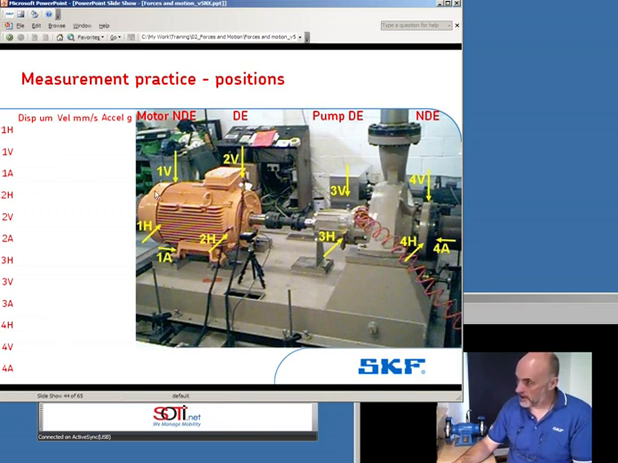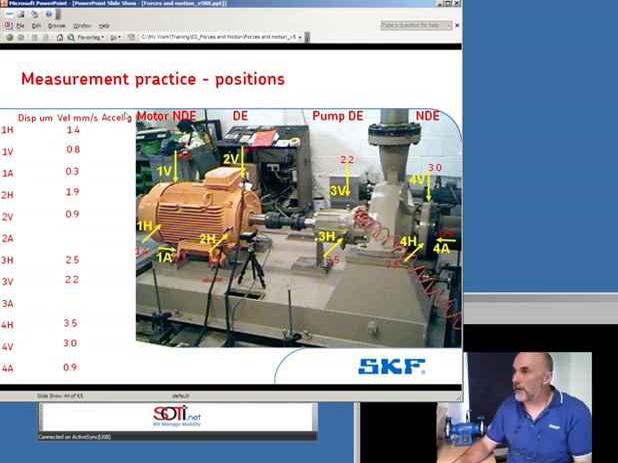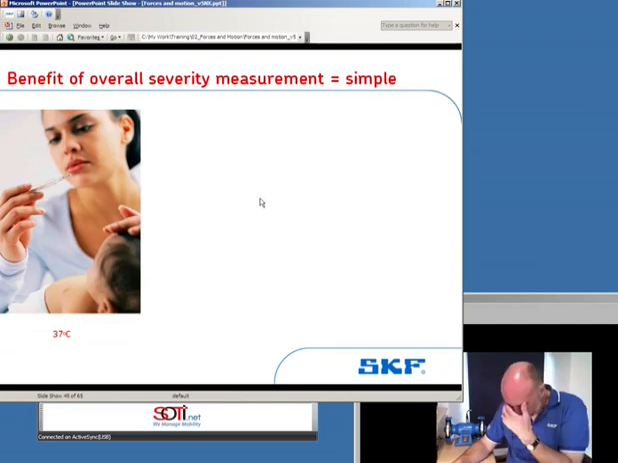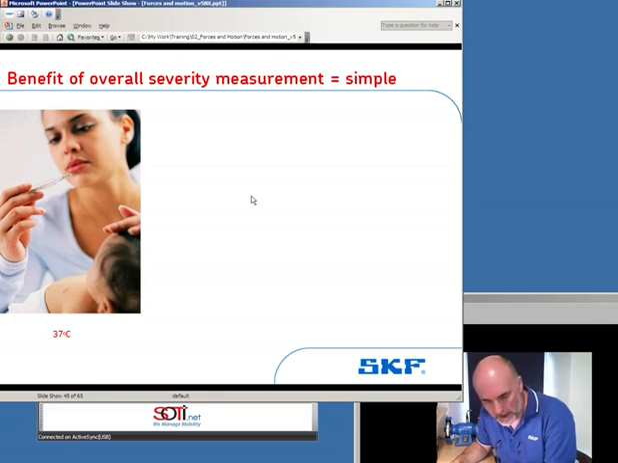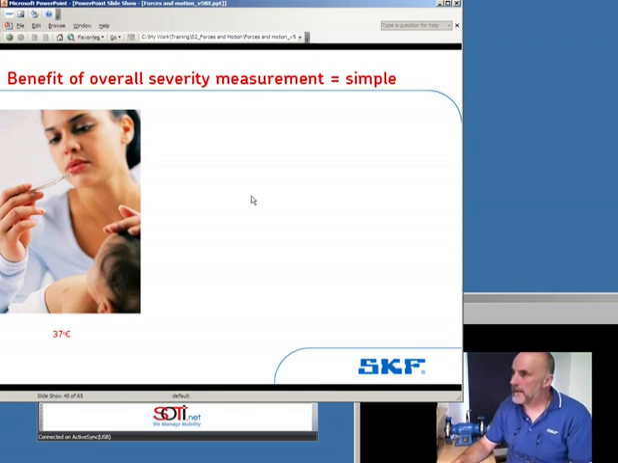So you've got motor non-drive end, motor drive end, pump driven end, pump non-driven end, and you would take a series of measurements. In my days, it was nice and easy. You would just take velocity. Modern standards now ask you to measure displacement as well, and you would be taking a separate measurement of bearing health with the appropriate measurement.